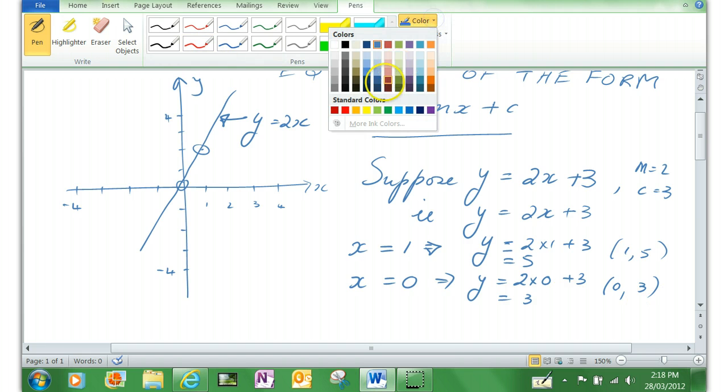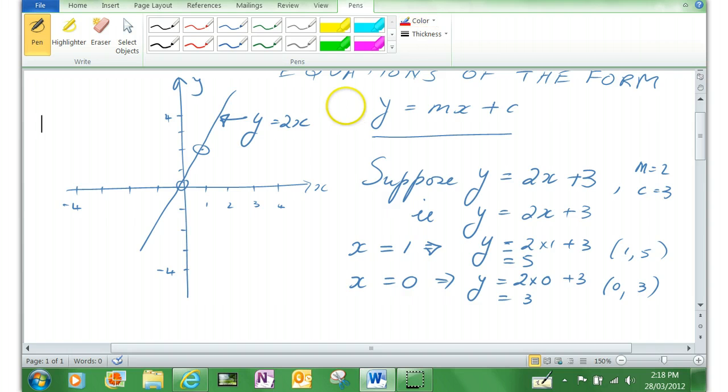Let's go to a new colour. Okay, we're going to plot the points 1, 5 and 0, 3. So along to 1 and up to 5, that's there. And 0, 3, along 0 and up to 3, 1, 2, 3, that's there. And what you find is that the line representing that new equation is this one here. So this is the line y equals 2x plus 3.